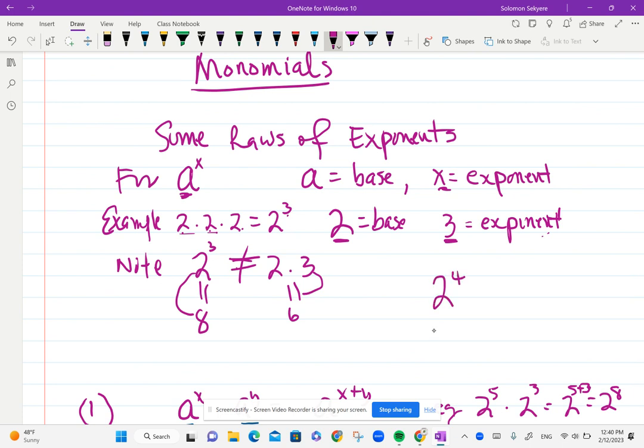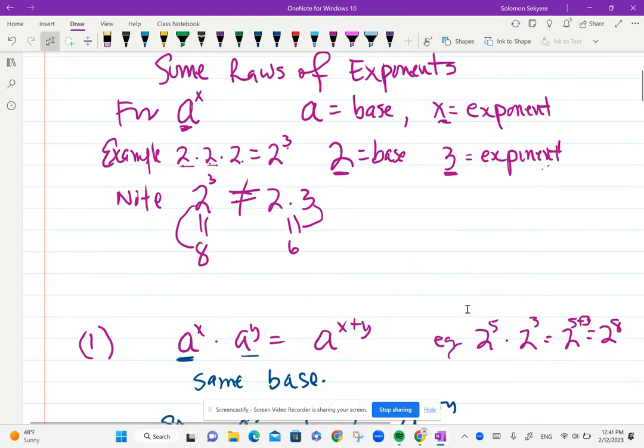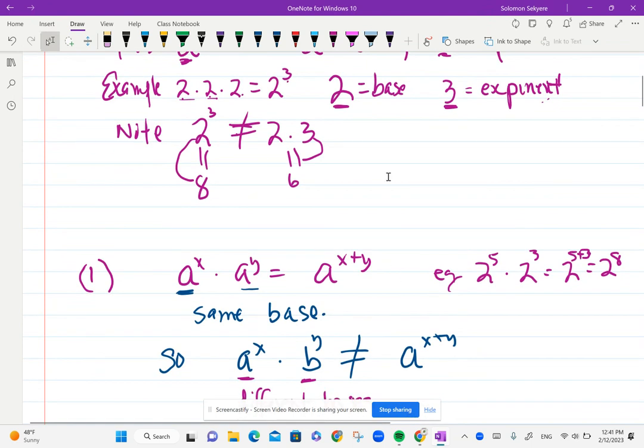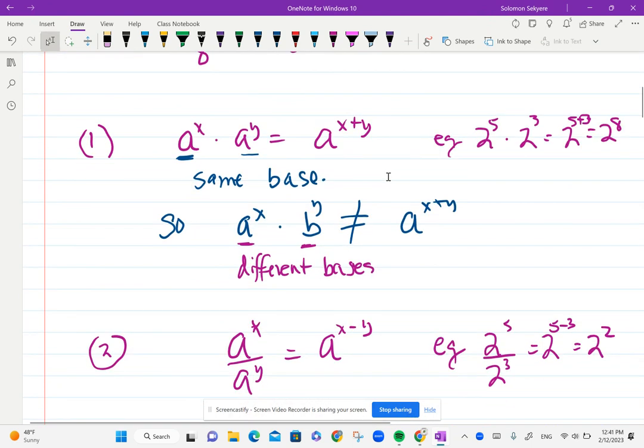When you're given 2 to the power 4 somewhere, do not do 2 times 4. It is 2 times 2 times 2 times 2, which will be 16. All right, keep that in mind. That's a common mistake that beginners make.